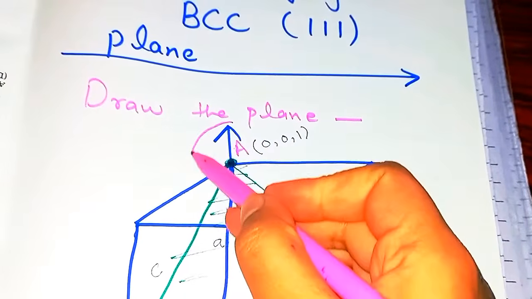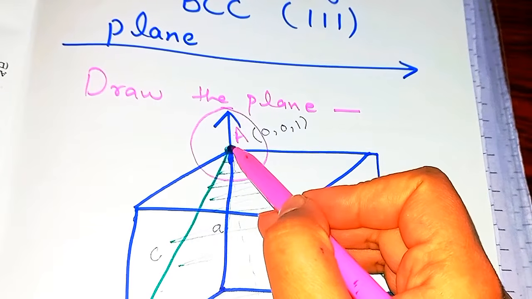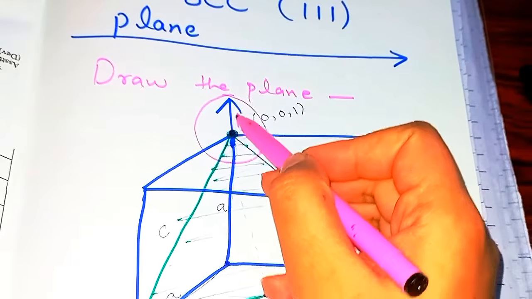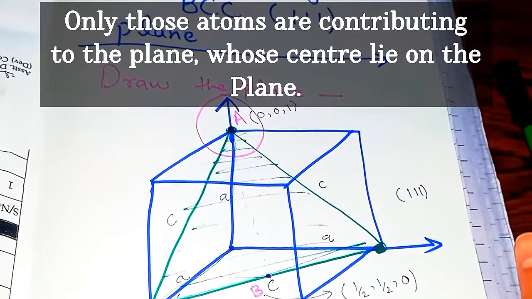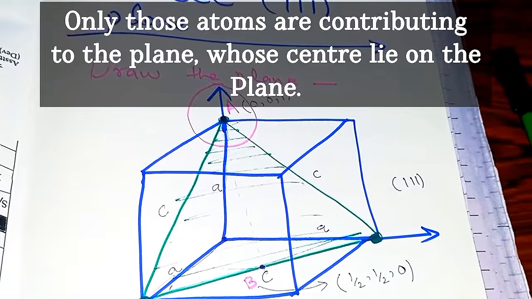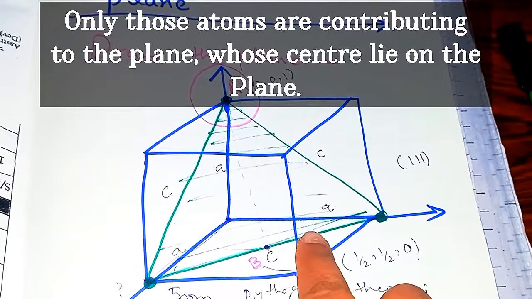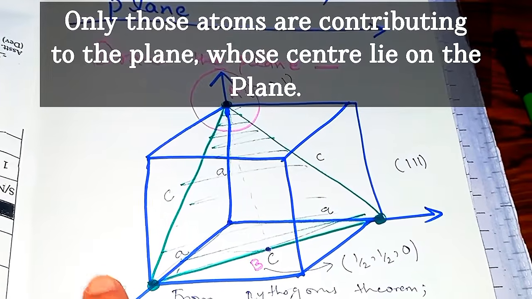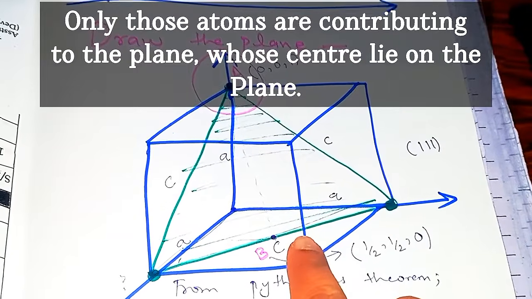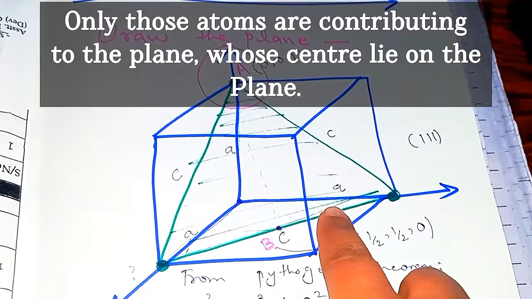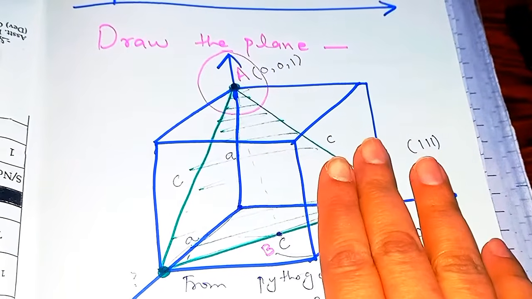We can see here that this is the atom, and the atom center is here, and we can see that the plane is cutting through the center of the atom. Whenever you are calculating the planar density, only those atoms whose center also lies on the plane contribute to the plane. If the atom center is not lying on the plane, then that atom will not be counted as part of the plane, no matter whether the plane is intersecting the atom or not.